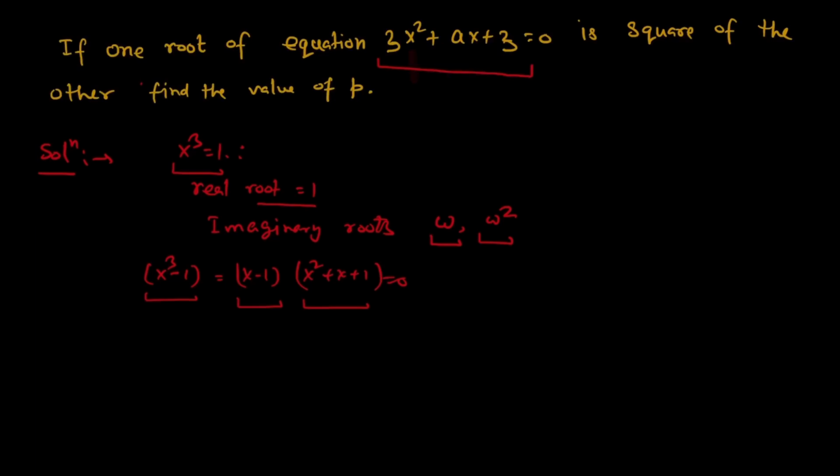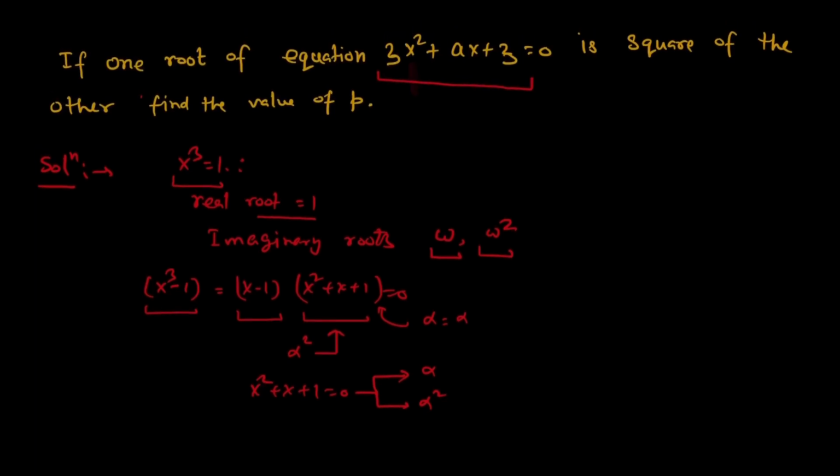That says that there is one root, which is alpha, and that should be satisfying the equation x squared plus x plus 1. Also, one real root is x equals 1. So if alpha is the root, we can clearly prove that alpha square is also a root of the equation. So with that, we can say that the equation x square plus x plus 1 equals 0 is going to have two roots, and that can be written in the form alpha and alpha square.